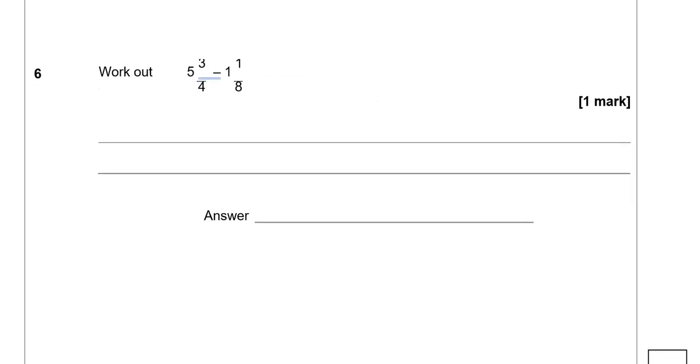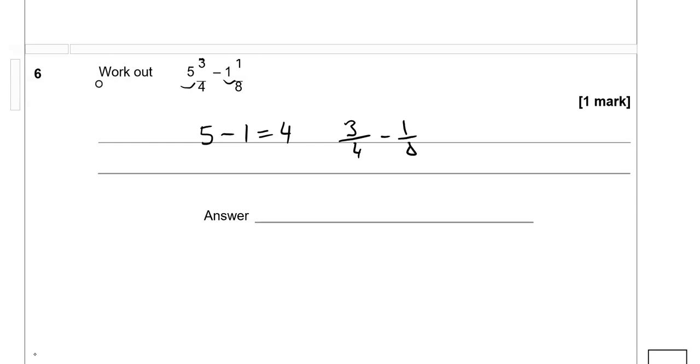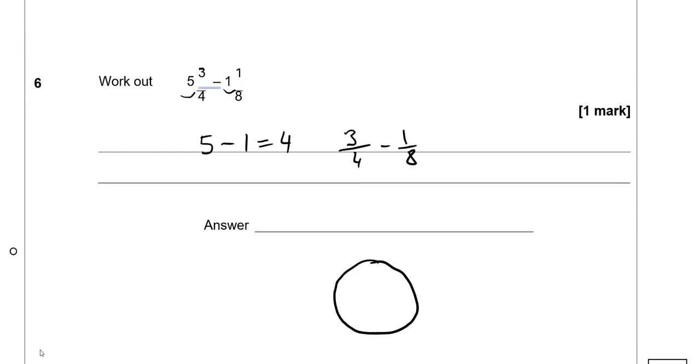Work out 5 3/4, take away 1 1/8. I'll work with the whole numbers first, so I'm going to go 5 take away 1 gives us 4. Now 3/4 take away 1/8. So if I show here 3/4, and I want to take 1/8 out of this, so I'm going to show 1/8 as well.